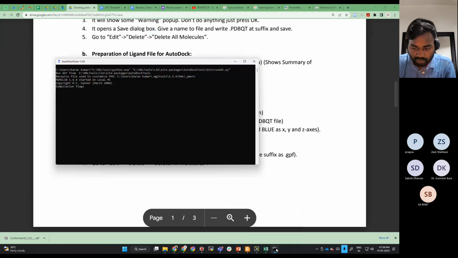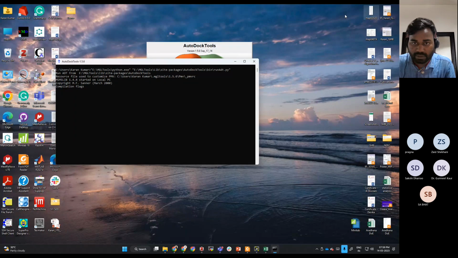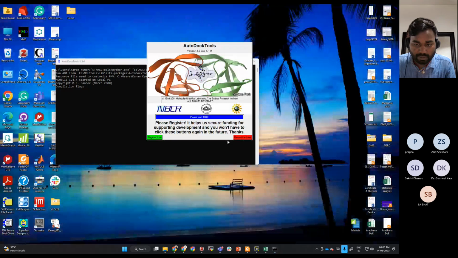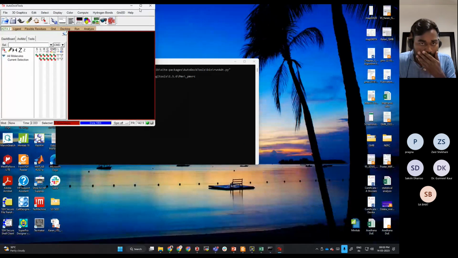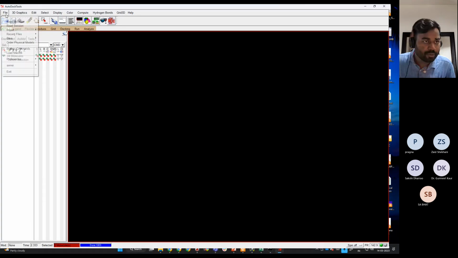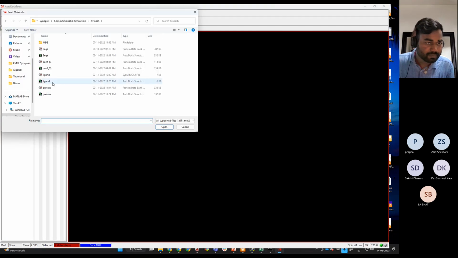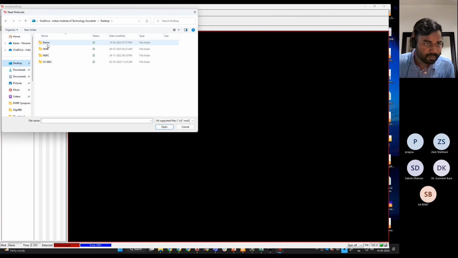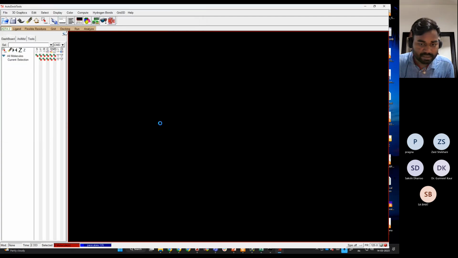Okay, so AutoDock is open. If it is open, then let me see. Yeah, AutoDock Tools is open. Now, how to load the molecule? You go to the first file, read molecule. Go to the desktop demo. Your energy minimized structure.